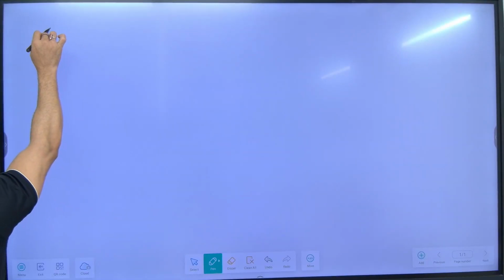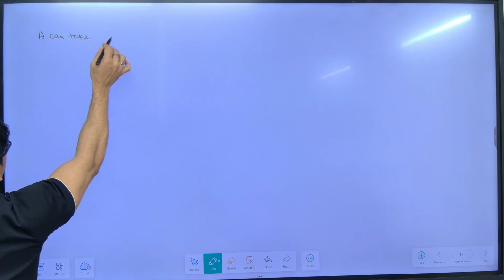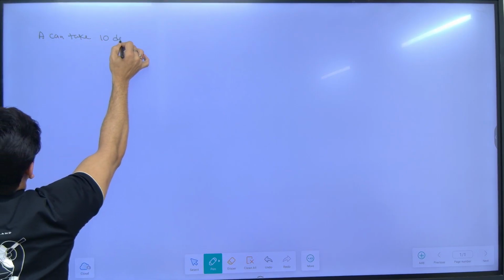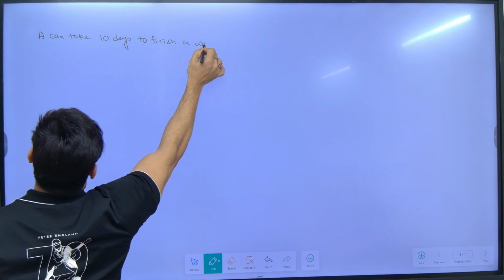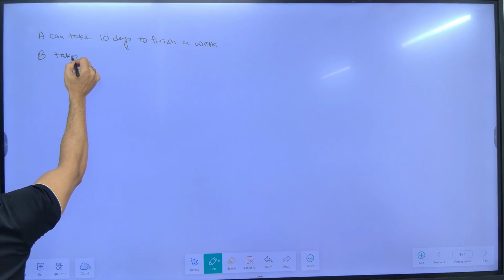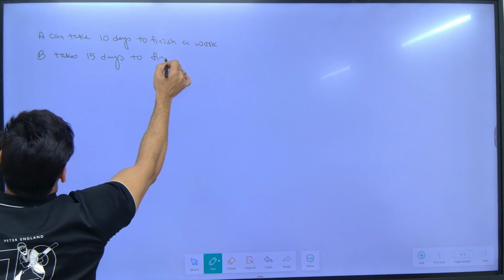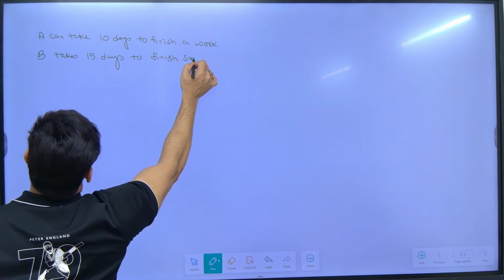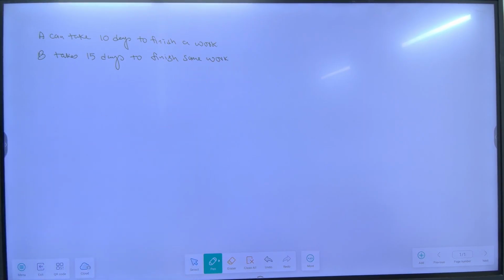Let's say there is a question which is given to you. A can take 10 days to finish a work. B takes 15 days to finish the same work. A takes 10 days to finish the work. B takes 15 days to finish the same work individually, alone.